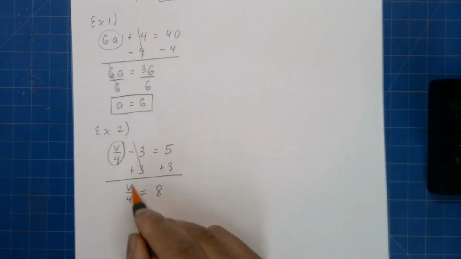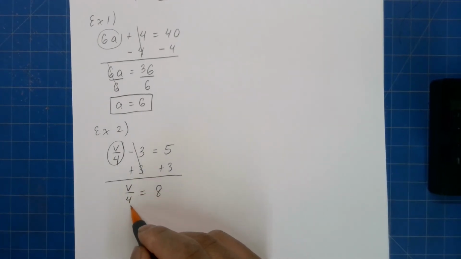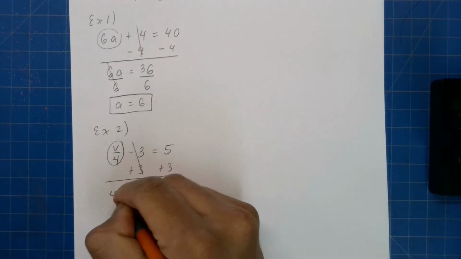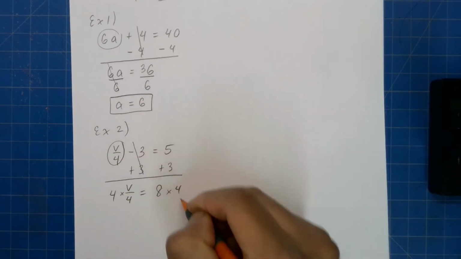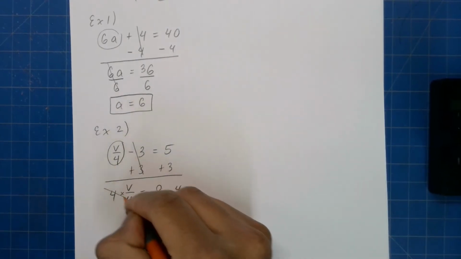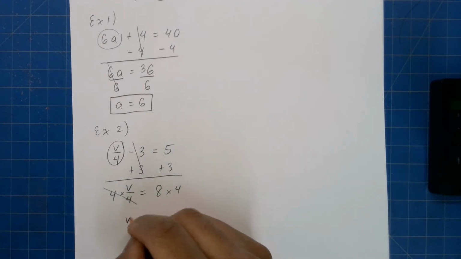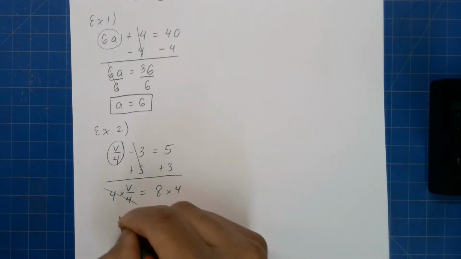And at this point, v divided by 4, the opposite of dividing by 4 is to multiply by 4 on the left and to multiply by 4 on the right. That way, that 4 and that 4 cross cancel, so v is 32.